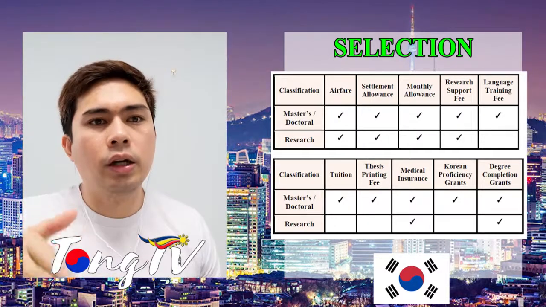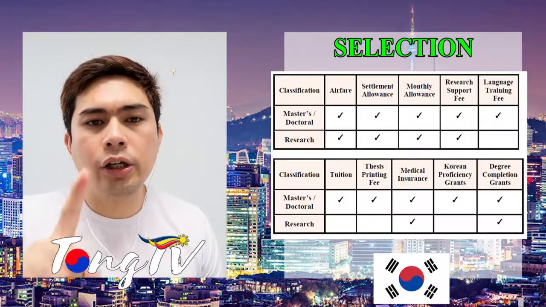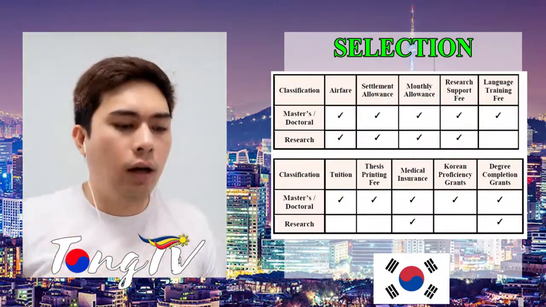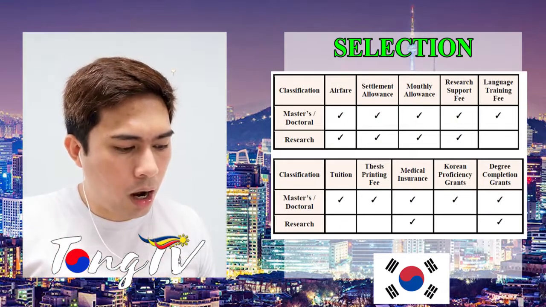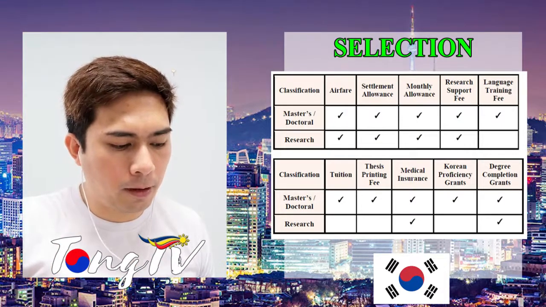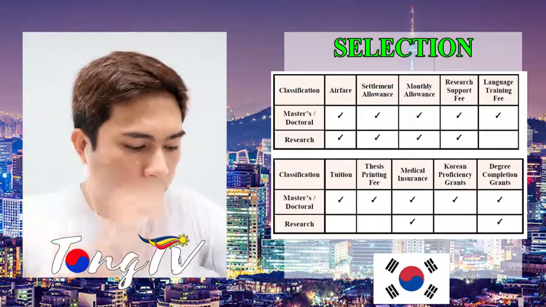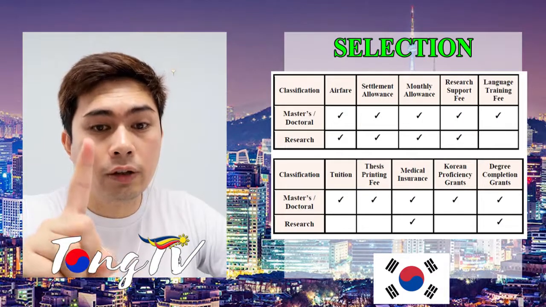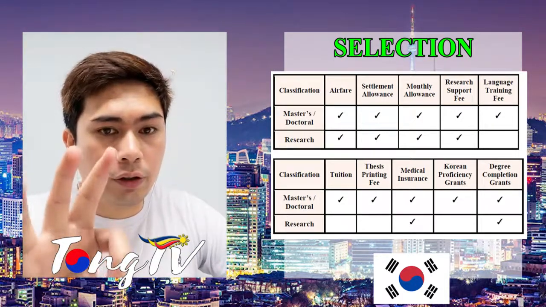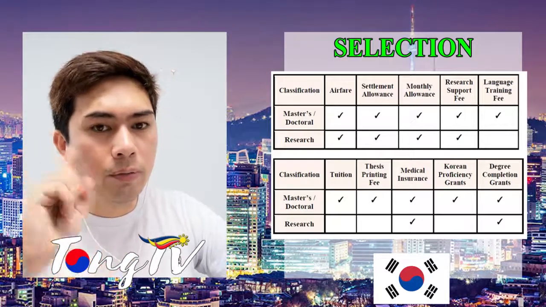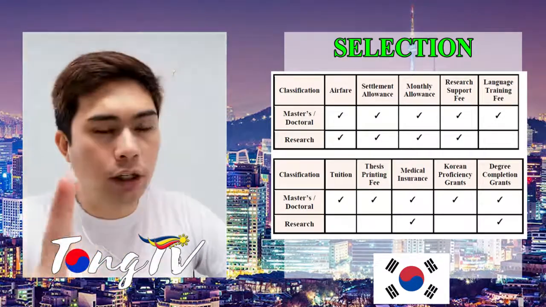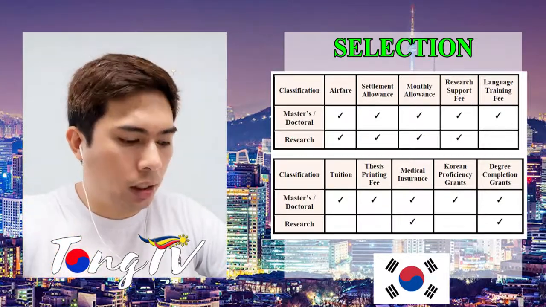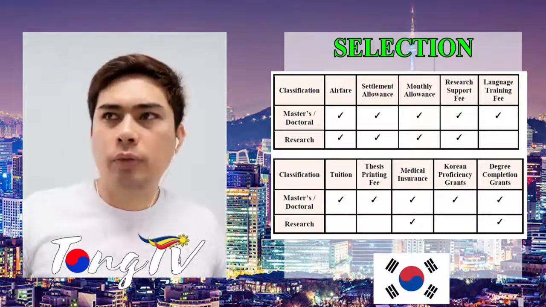If you are going to be here for master's degree, your first year will be Korean language training, and then the remaining years will be for your degree program. For doctorate degree, 1 year Korean, 3 years for your doctorate degree. For master's degree, 1 year for the Korean language program, and then 2 years for the degree program. I think I'm going to discuss that later.